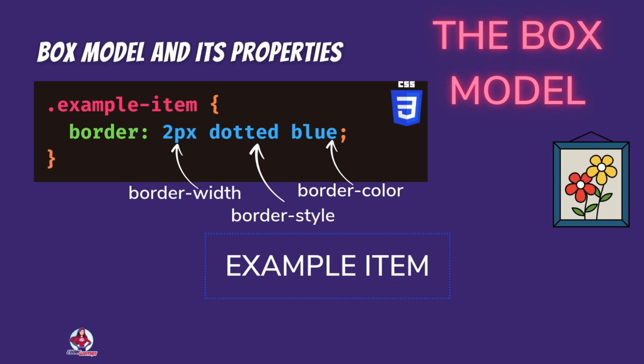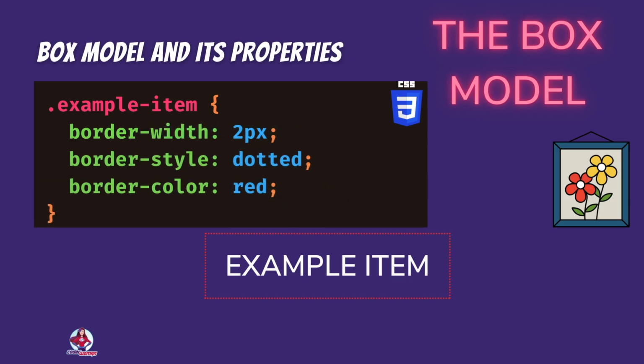Using the border-width and border-color properties, you can also set the width and color values separately. In this example, the border is set to 2 pixels wide and has a red color. The border-style property is dotted.